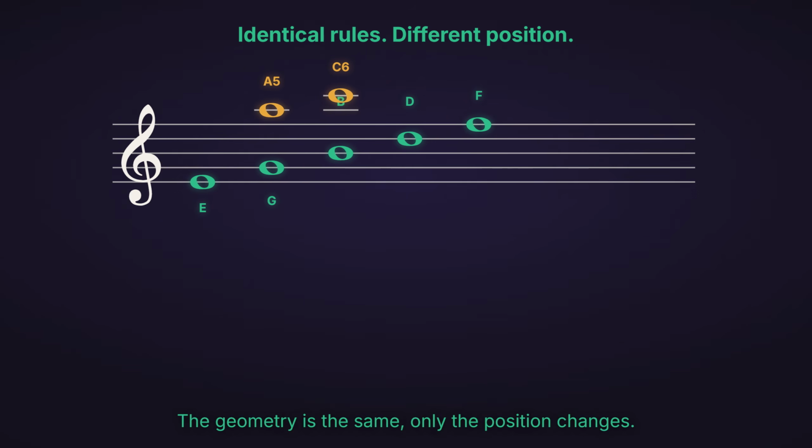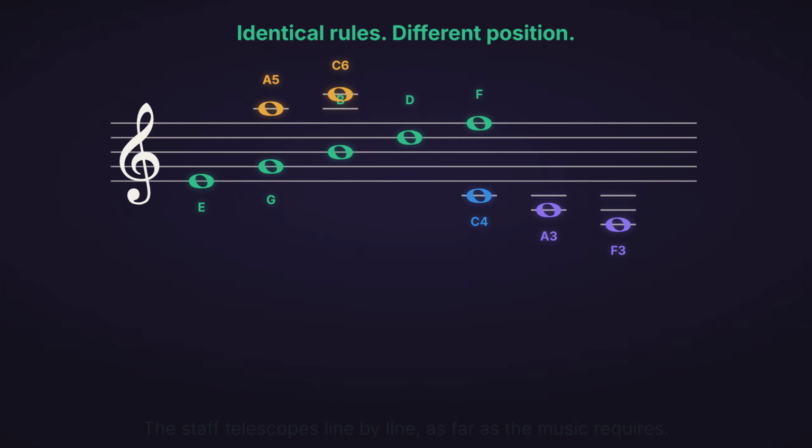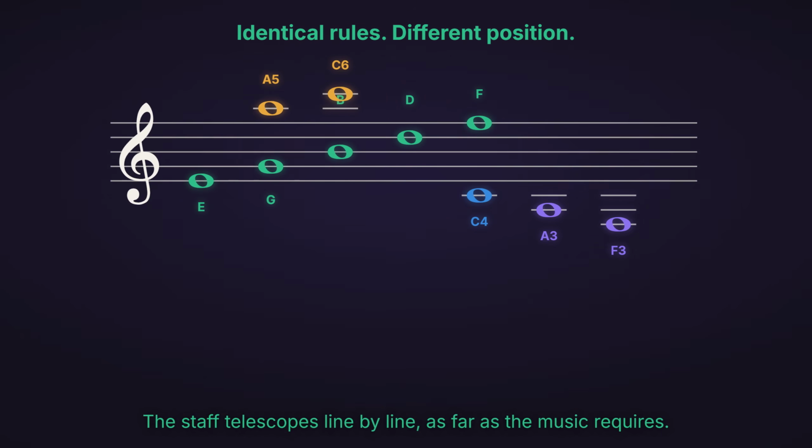Only the position changes. Below the treble staff, 1 ledger line below is middle C, 2 ledger lines below is the note A3, and 3 ledger lines below is F3. The staff simply telescopes, line by line, as far as the music requires.